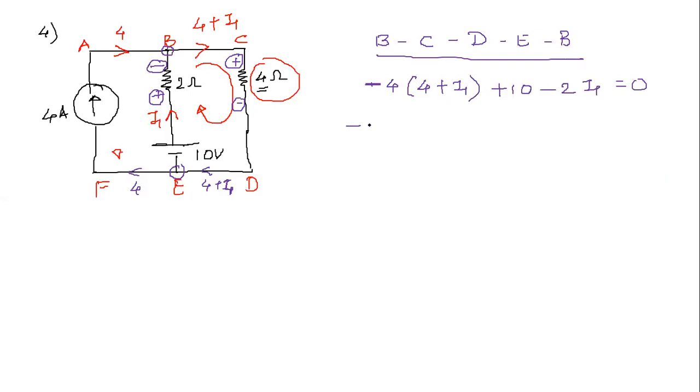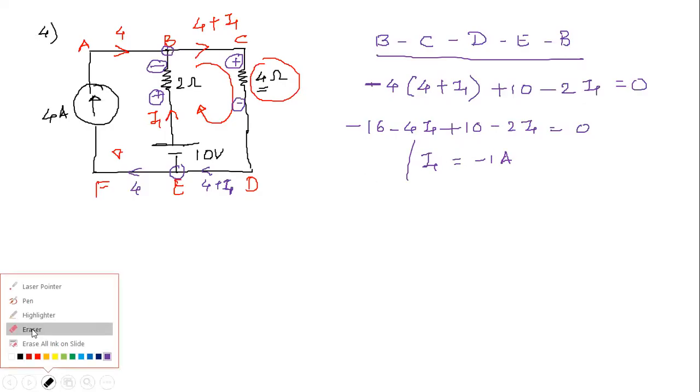I am getting 16. Let me solve this one. Minus 4I1 plus 10 minus 2I1 is equal to 0. When I solve this one, I'll get I1 is equal to minus 1 ampere. Minus 1. Is this right, ma'am? Yes, sir. Okay, thank you.